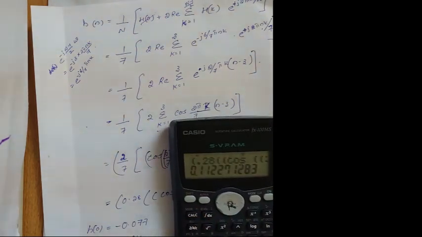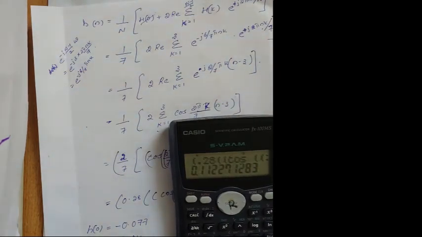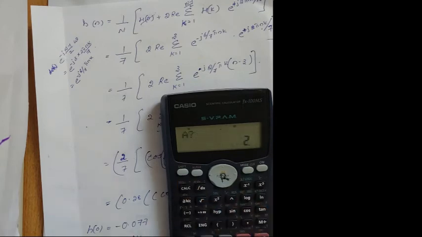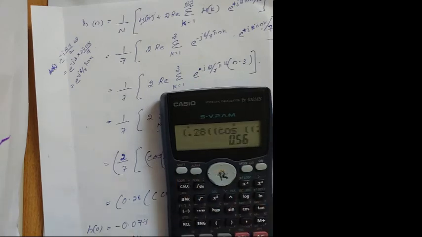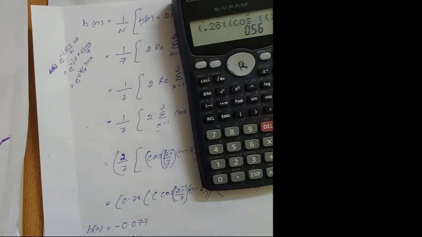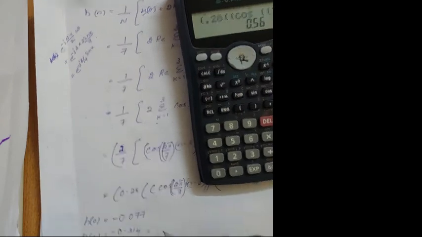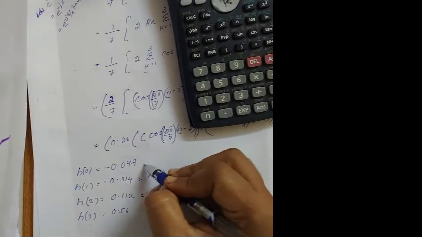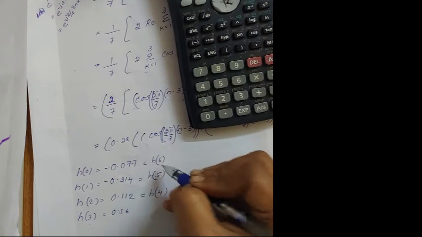Calc 1: h of 1 is equal to minus 0.314. Calc 2: h of 2 is equal to 0.112. Three values you can write after the point. Calc 3: h of 3 is equal to 0.56. So you know h of 2 is also equivalent to h of 4, h of 3 is equivalent to h of 4, h of 1 is equal to h of 5 and h of 0 is equal to h of 6. So you get the 7 samples.